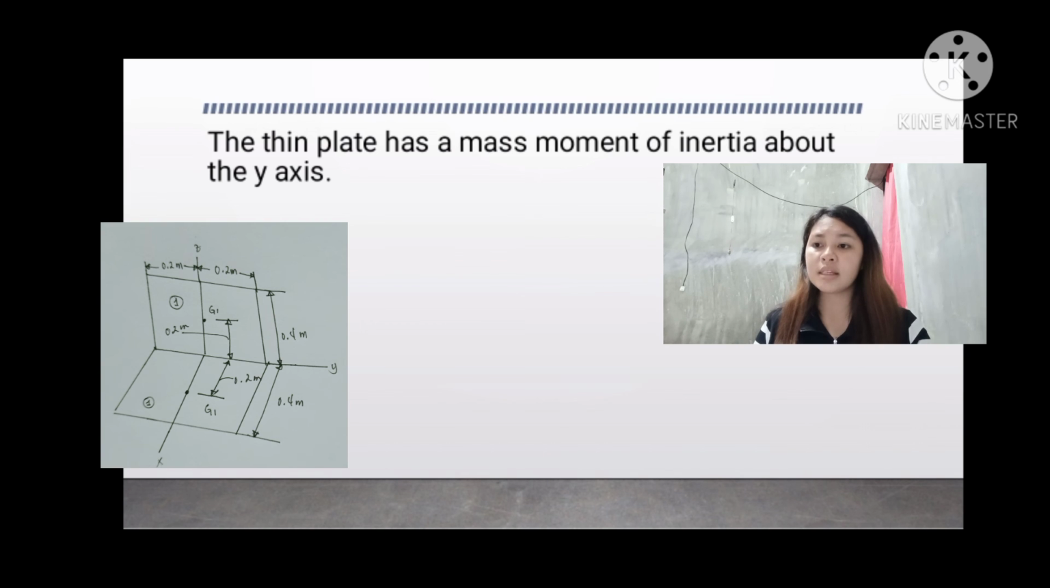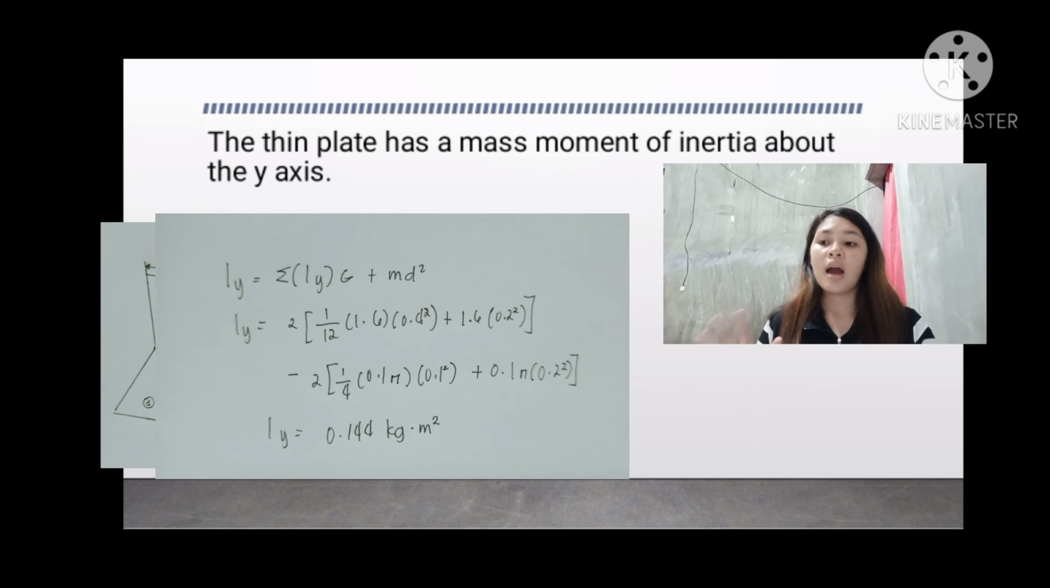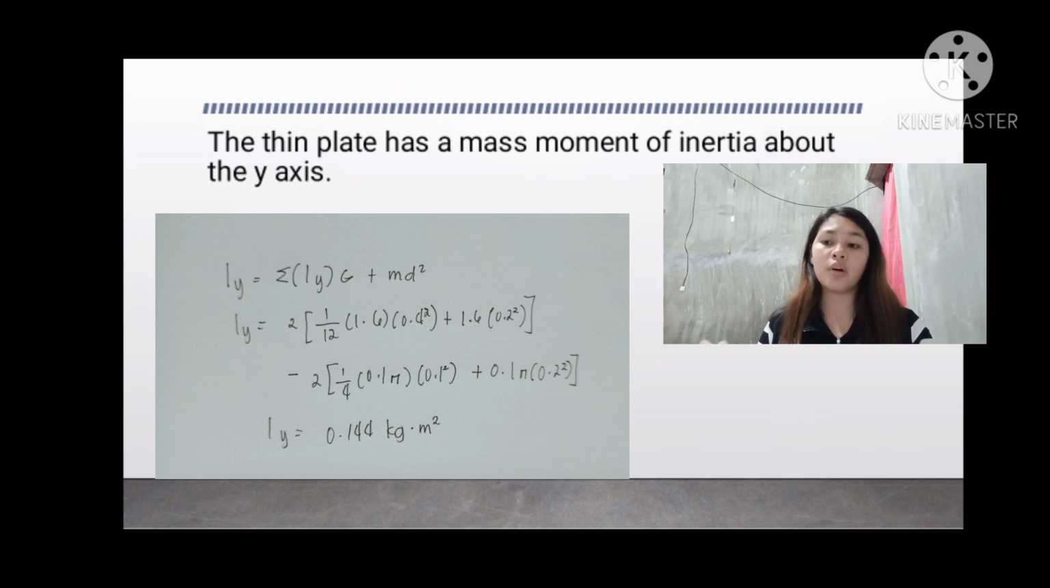The perpendicular distances measured from the center of each segment to the y-axis are indicated in our free body diagram. The mass moment of inertia of each segment about the y-axis can be determined using our parallel axis theorem formula, which is Iy equal to the summation of our Iy at G, or our point G, plus our mass times distance squared.